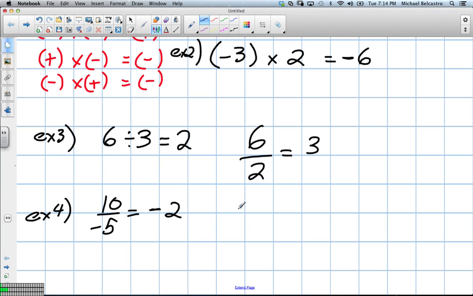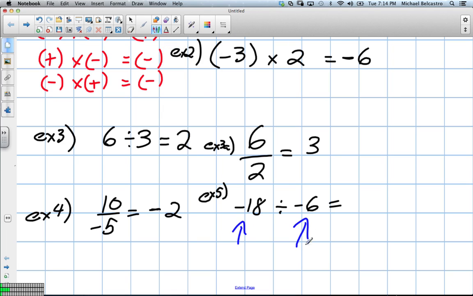Okay, now let's try another one. What if I have negative 18 divided by negative 6? This will be called example 5, and we'll call this example 3A because technically it's a little different now. Can I say the answer? Okay, but first, I want you to tell me about the operations. What operations are we using?